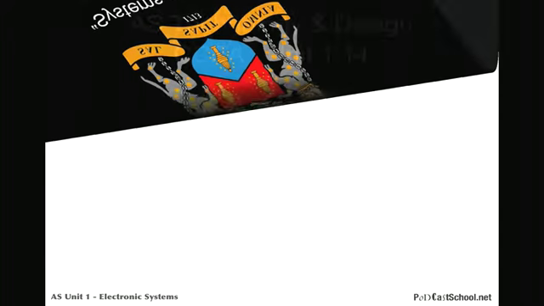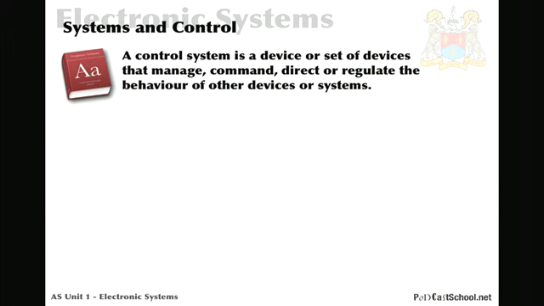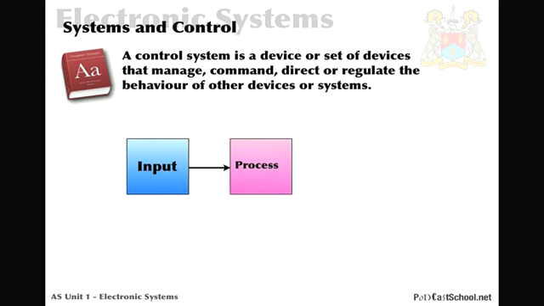Okay, so today we're going to be taking a look at systems and control. And I've said here straight away that a control system is a device or a set of devices that manage, command, direct or regulate the behaviour of other devices or systems. More simply, you may have seen this diagram representing a control system. It has an input, a process, and an output block.